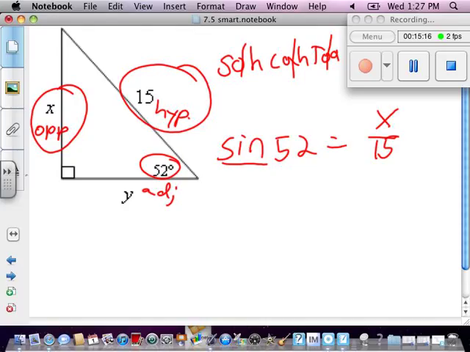Yes? Why wouldn't you use the tangent? Why wouldn't I use the tangent? Because I don't have x or y. And if you look at tangent, it says opposite and adjacent. That's a really good question.